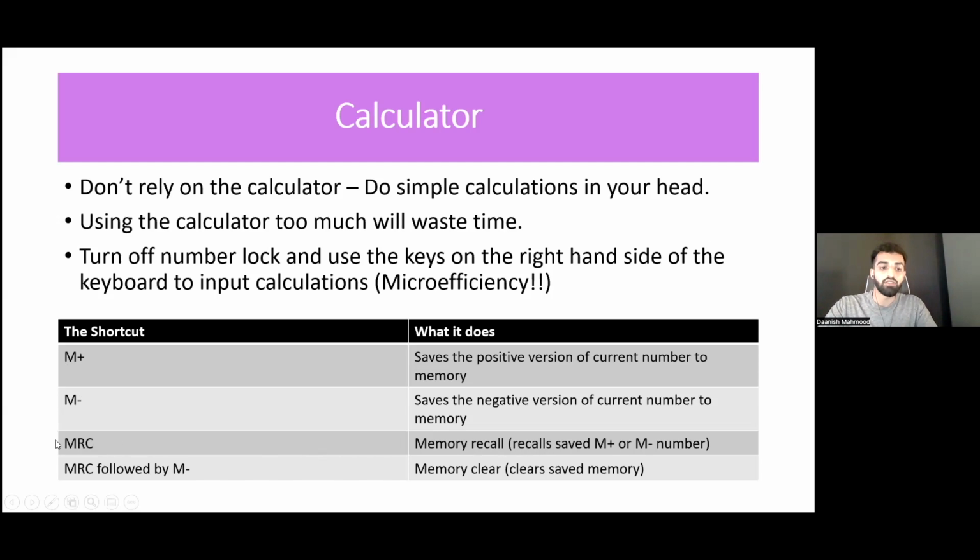So what MRC does is whatever you have saved under M minus or M plus, it will come onto the screen when you press MRC. So if I've saved minus 10, I type in 100, then I press MRC, and it will automatically deduct 10. And if you press MRC and an M minus, this will clear the memory. So just to reiterate, you can only save one number at a time, either M plus or M minus, whichever one you press. And by pressing MRC, it will bring the number back to the screen.